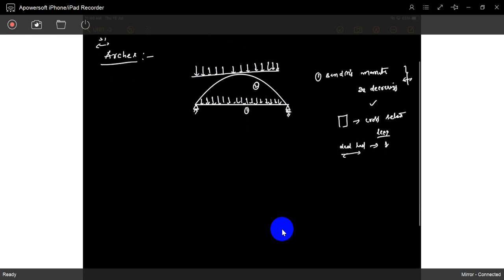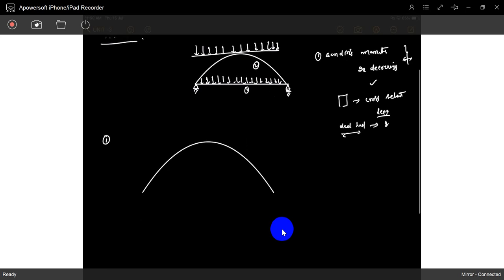And what is an arch? So see, this is an arch. In this, what are the different types of arches? See, if you provide something like a hinge joint, we have to provide a hinge or a roller. If you provide a roller here and apply a load, what will go? It will go like this, so it is moving.